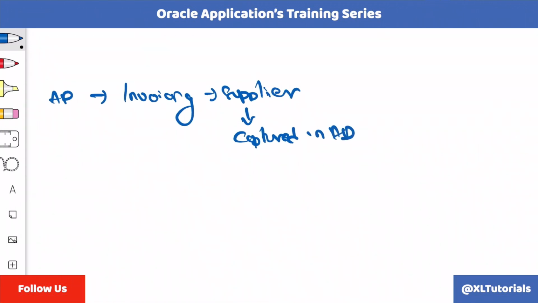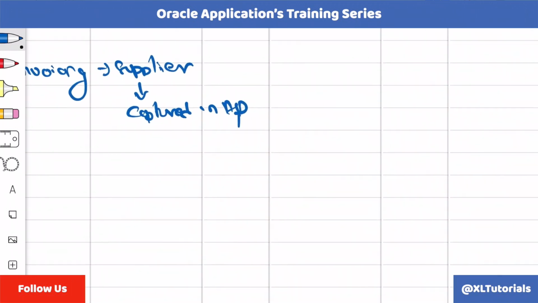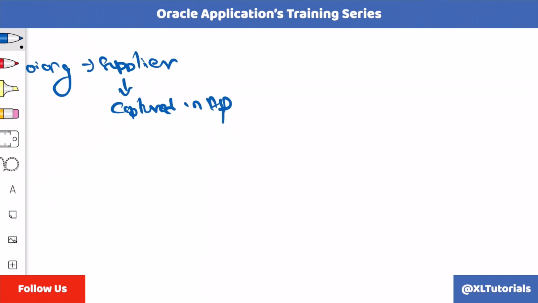Now when you are capturing it in AP, you are capturing it in a format that is very unique to AP. For example, you are capturing data points, like the date.